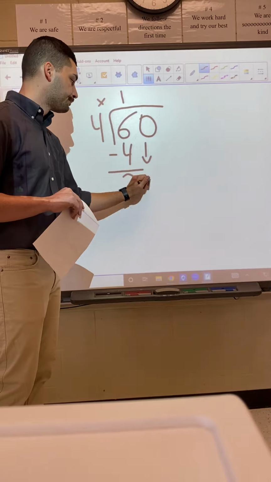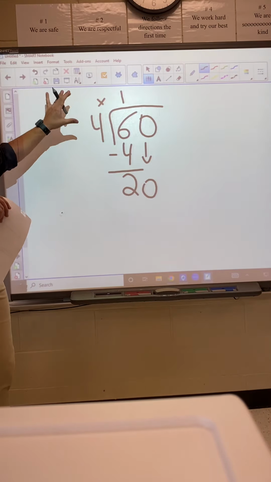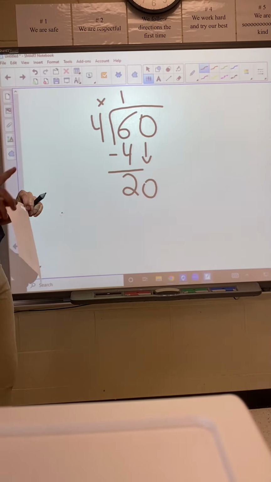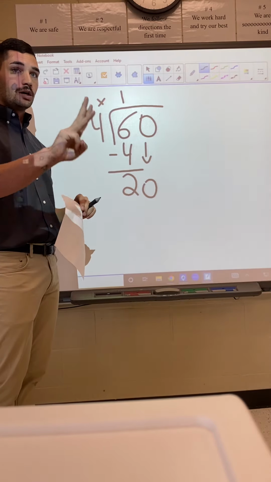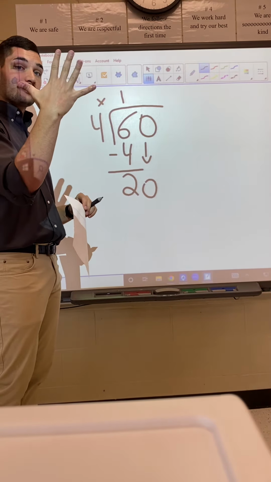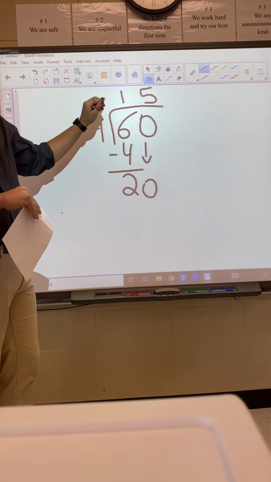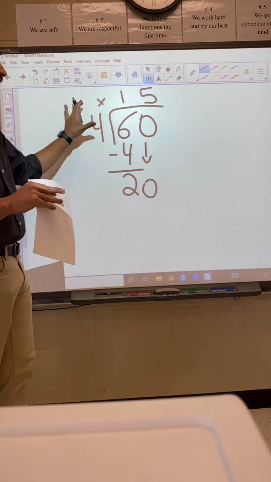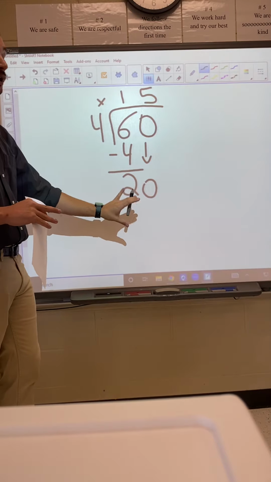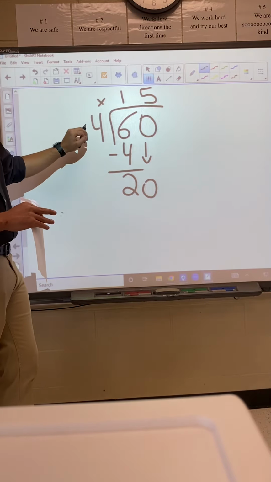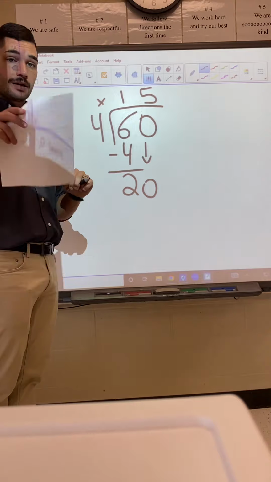Nice job. So now I'm looking at how many times can 4 fit inside of 20. So if we skip count, we go 4, 8, 12, 16, and 20. So it could fit in there 5 times. So our 5 goes on top, and now we do that multiplication step. Because we always do division first. How many times can this fit inside of here? That's how we get that number on top. Now we're doing multiplication. 4 times 5, and that would give us 20.